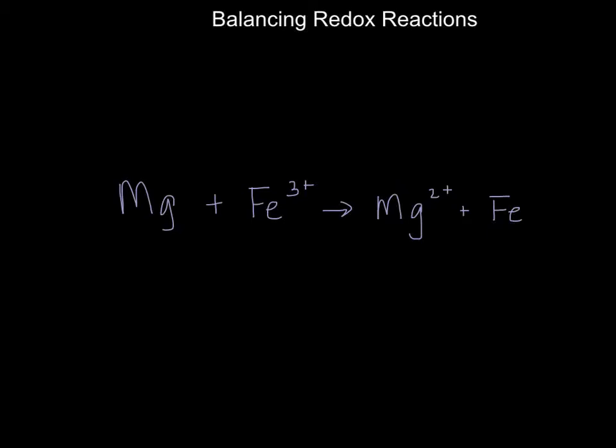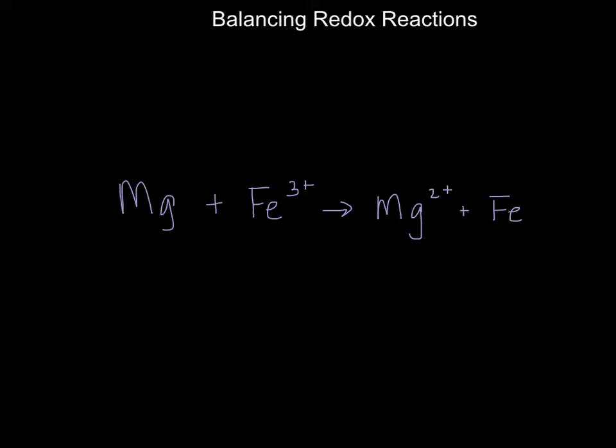So the last thing we're going to look at when working with redox reactions is how to balance them. In redox reactions, we need to make sure that not only the number of atoms is balanced, but that also the charges are balanced. So in this reaction, we have magnesium plus an ion of iron gives us a magnesium ion plus iron.